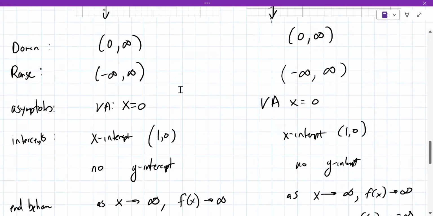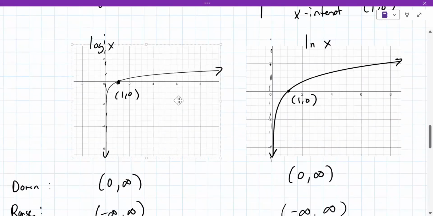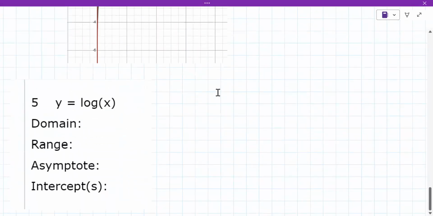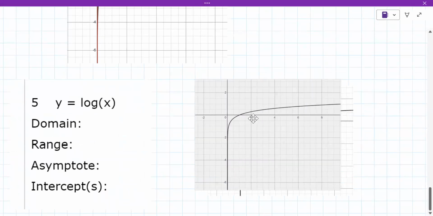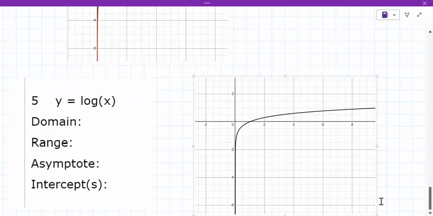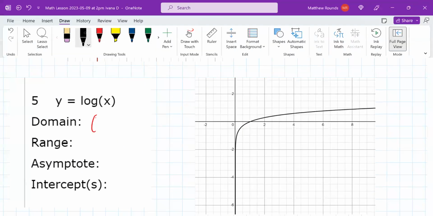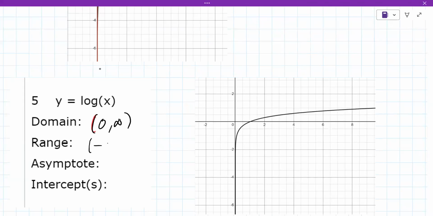So the graph of log is this one here. I'll graph it again. So the domain we already have. Domain is from 0 to infinity. The range is minus infinity to infinity. The asymptote is x equals 0. And the only x-intercept is at 1, 0.